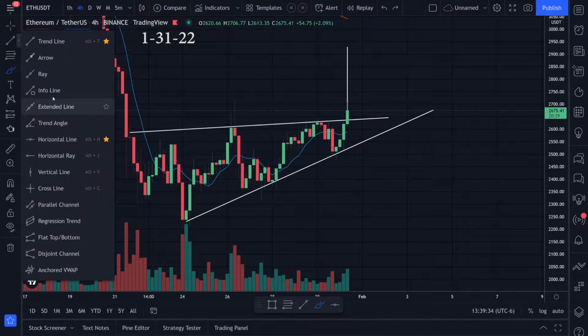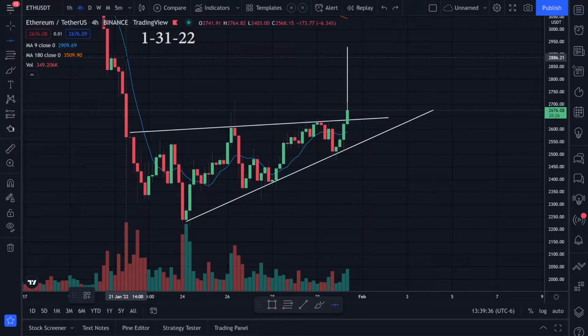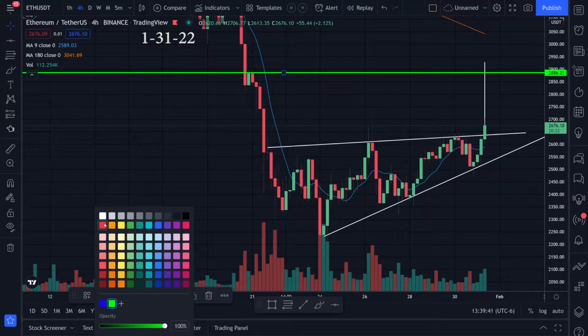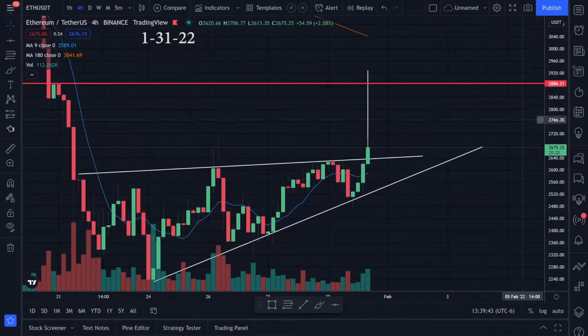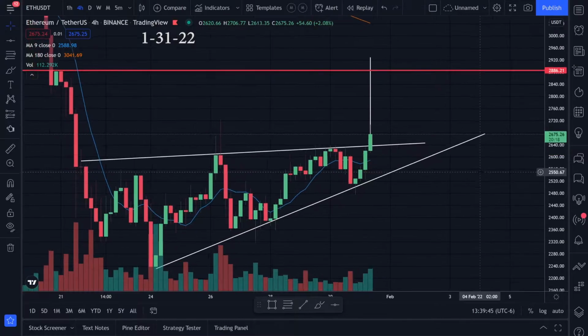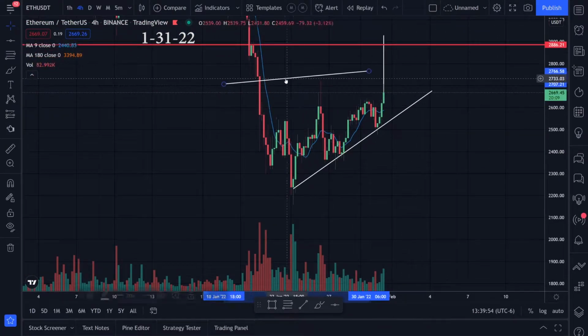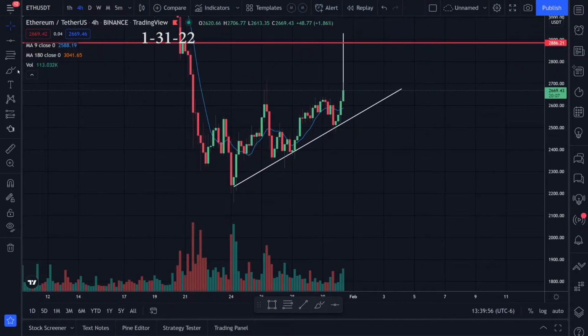Let's go ahead and draw a horizontal line, something like this. This is another level that we could possibly look at for resistance, and this one is sitting around 2,886. If we zoom out a little bit, let's go ahead and delete this top trend line for now because we're pretty much breaking it. The other thing I'm looking at is we have support, support, support.